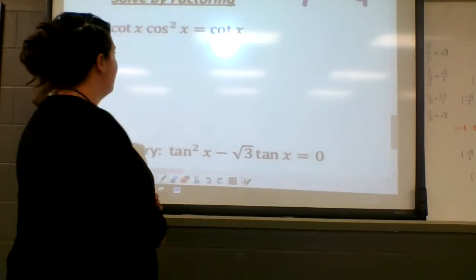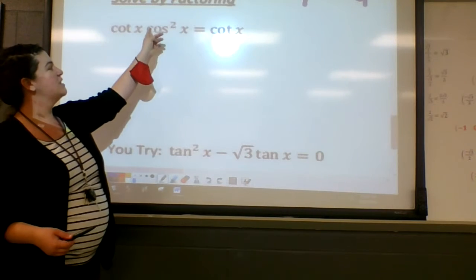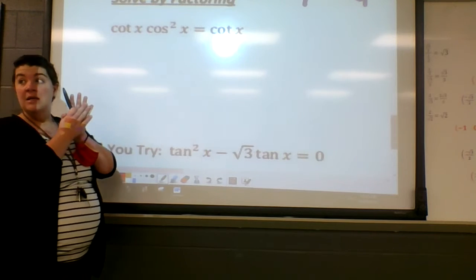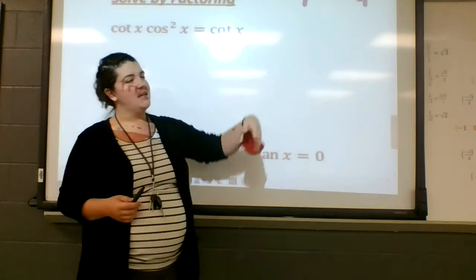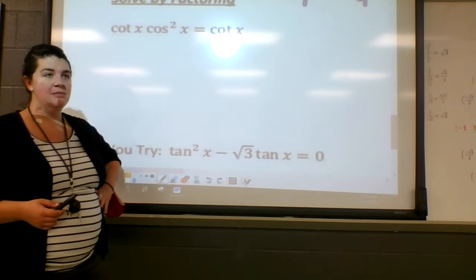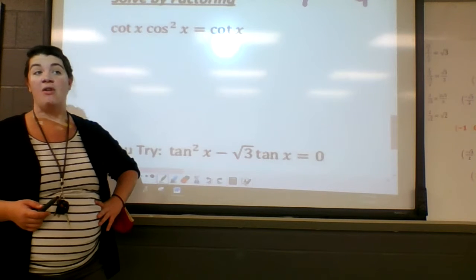Solve by factoring. So here's this first one. You have a bunch of terms. You have a cotangent of x, a cotangent squared of x. Those two are technically being multiplied together, and then it equals a cotangent of x. And so whenever you factor, you always want to set it equal to 0. Always, right?